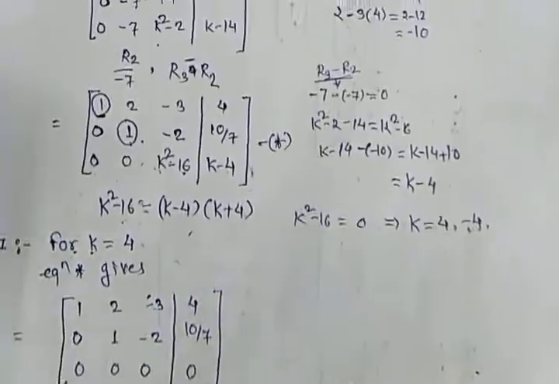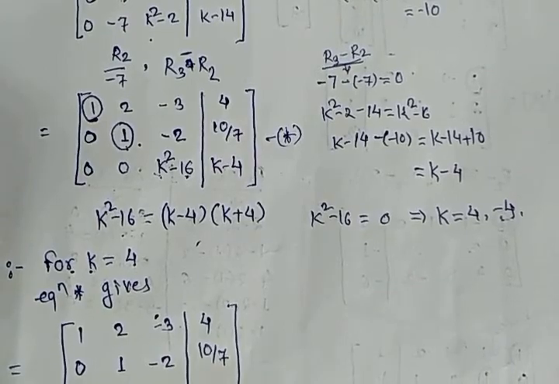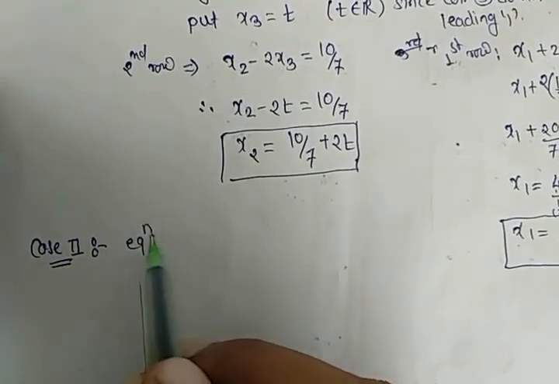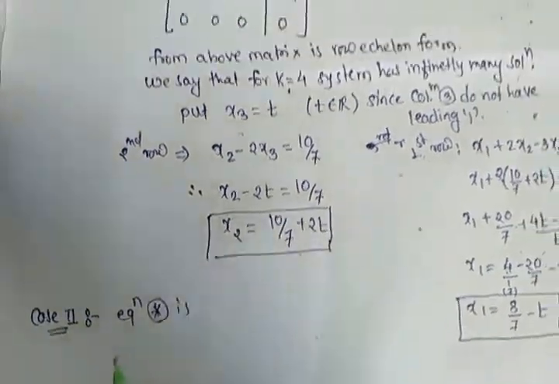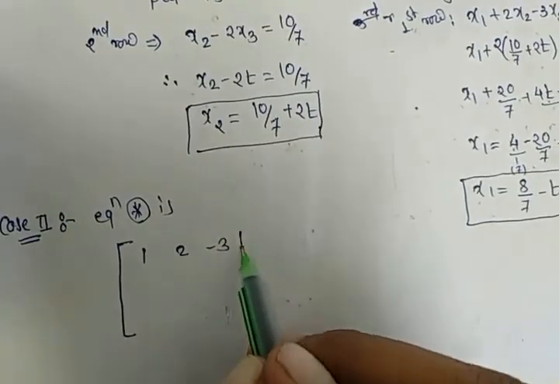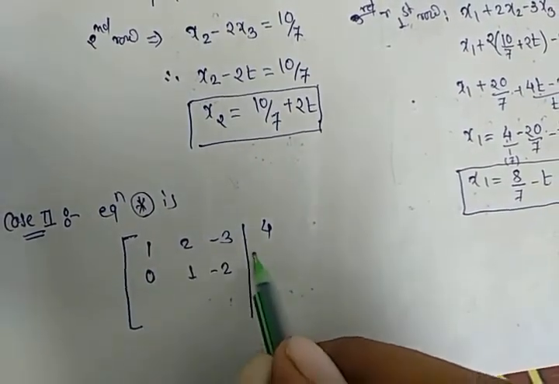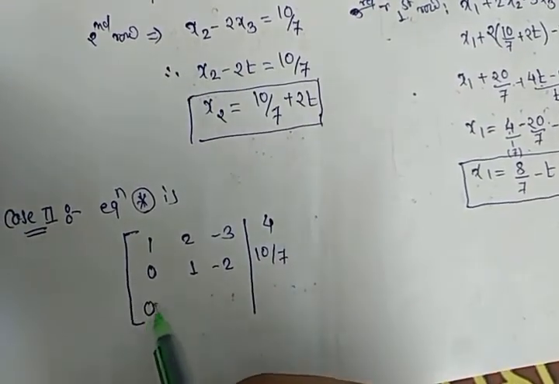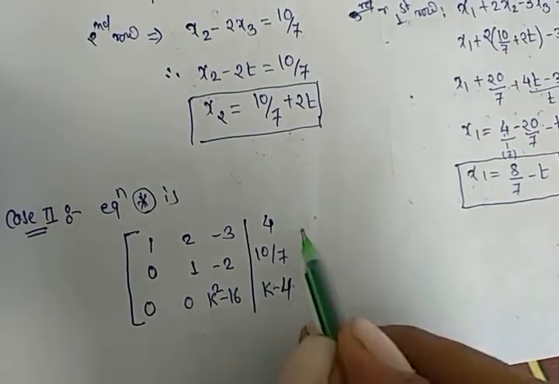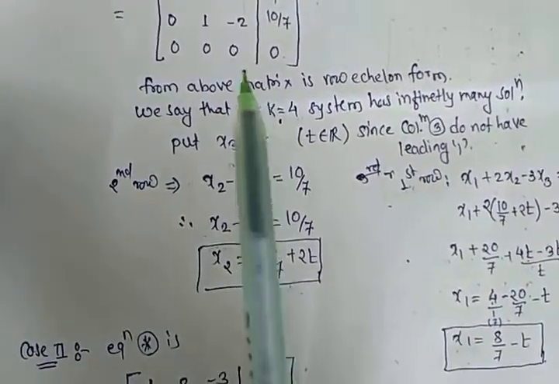Okay, now for the second case, our equation star, we write from above, it is 1 2 minus 3 augmented 4, 0 1 minus 2 10 upon 7, 0 0 k square minus 16 and k minus 4. As we considered in case first, k is equal to 4.